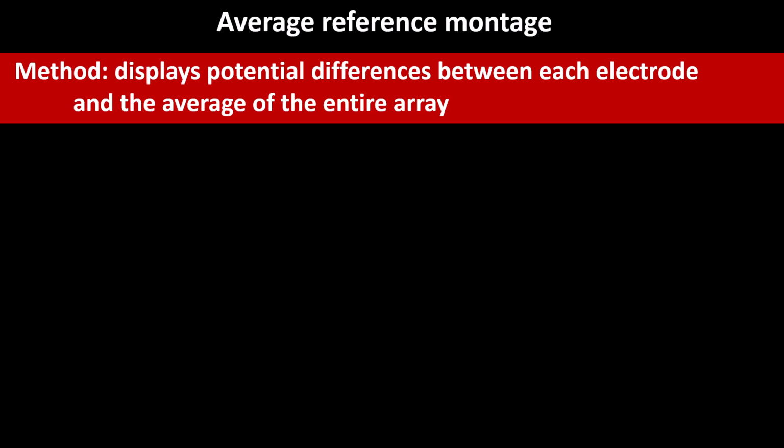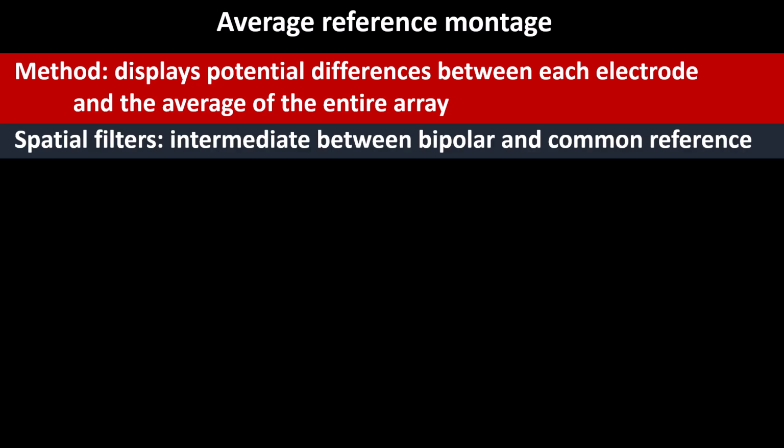Next, I am going to summarize some relevant points regarding average reference montage. Average reference montage displays potential differences between each electrode and the average of the entire array. The spatial filtering capacity of average reference montage is intermediate between bipolar montage and common electrode reference montage.